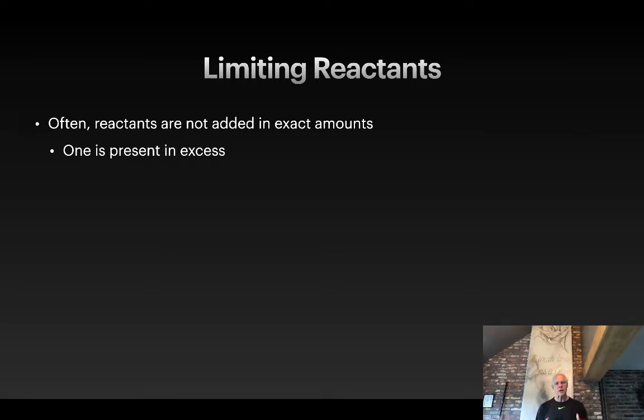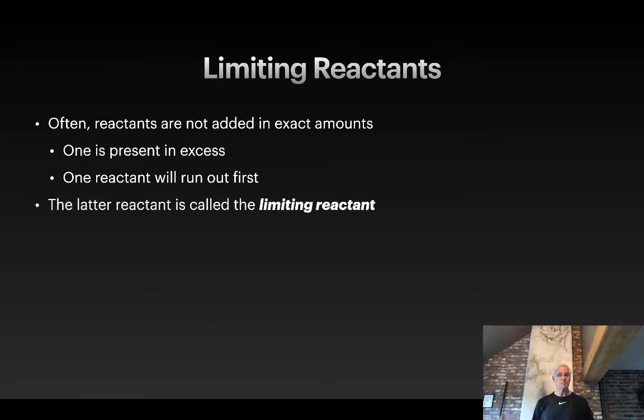So with chemical reactions, there's often one present in excess. In other words, there's more of that chemical than you need. And what that means is that there's less of one than you need to react with the one that's in excess. And one of those will run out first. And it's the one that doesn't have enough material to react with the larger one. So that reactant that runs out first is called the limiting reactant. And we call it the limiting reactant because it limits how much product you're going to get out. It controls the amount of product produced by the reaction.